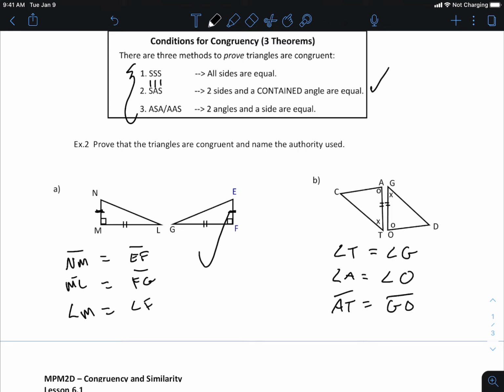So then we're like, okay, well, let's go back and look. I've got 2 angles that are the same and a side length. So that satisfies that one. So they are also congruent, yes?